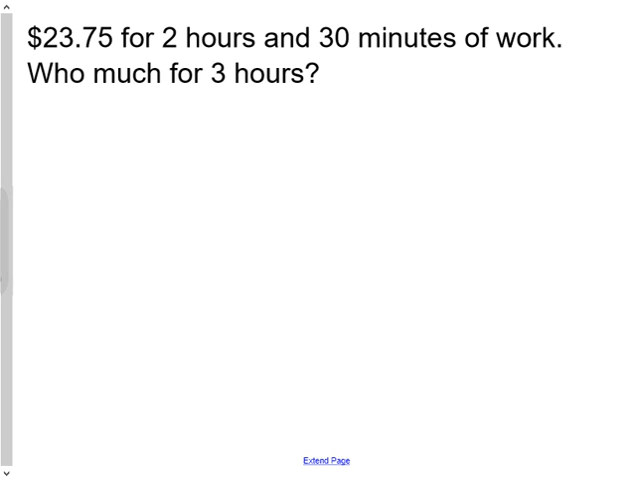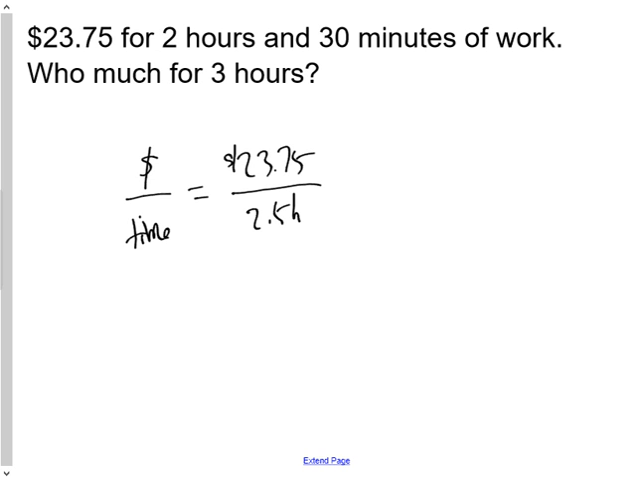The third question on your sheet says it's $23.75 for 2 hours and 30 minutes of work. How much is it for 3 hours? So we're going to start with our most common rate of dollars to time, and we're going to put $23.75 for 2.5 hours equals what for 3 hours? Now, what did you multiply 2.5 by to get 3?